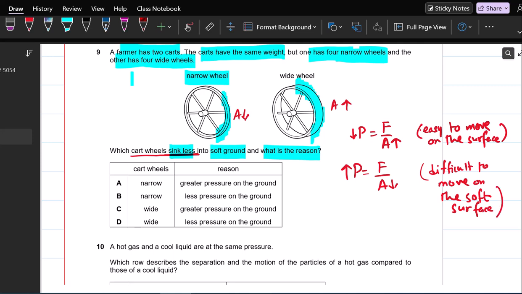So the cart with narrow wheels, that is less area, is going to have greater pressure on the ground. So the reason that it sinks less is not possible, it will sink more. So wide cart wheels and less pressure on the ground, D is right. Wide means the area is greater and pressure is less, so it is easy to move and there is less chance to sink.